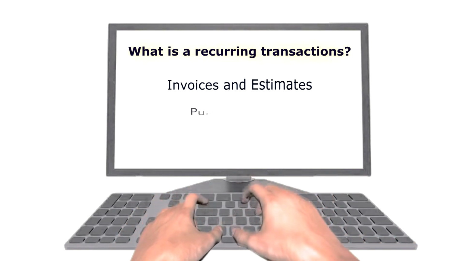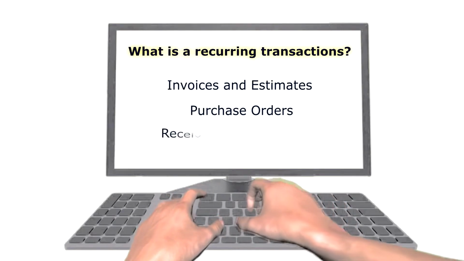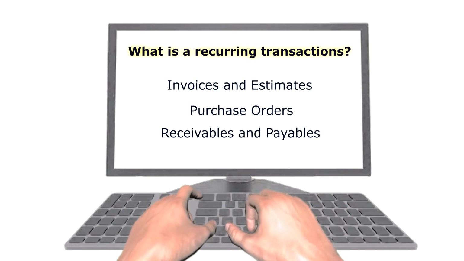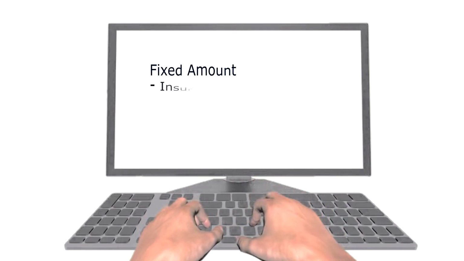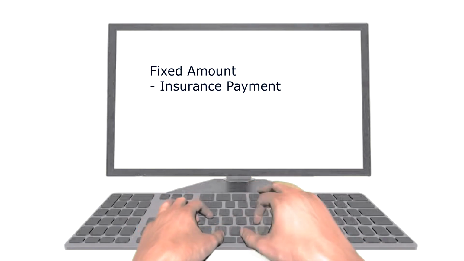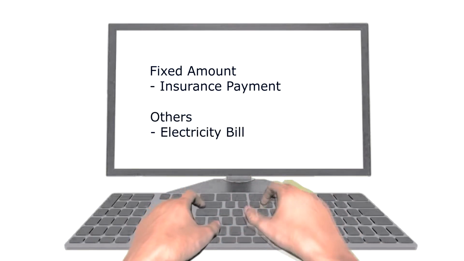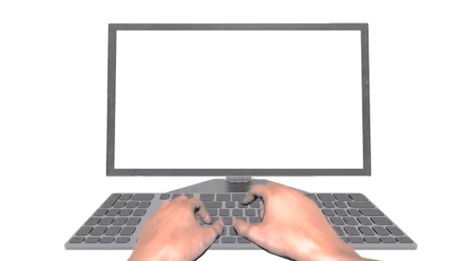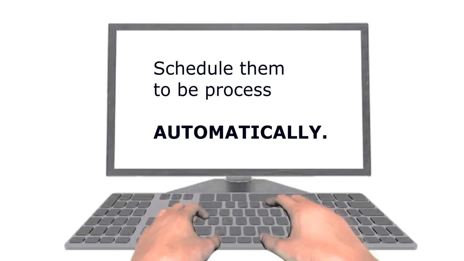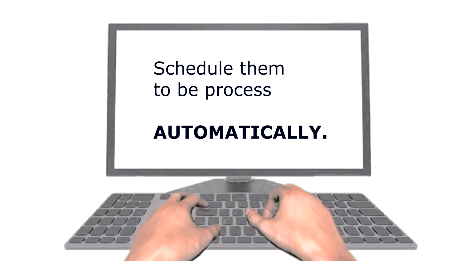Invoices and estimates or purchase orders or other QuickBooks receivables and payables that you have to enter on a regular basis. This can either be for a fixed amount, like an insurance payment, or different amounts, like your electricity bill. If they are the same, you can even schedule them to be processed automatically. Or you can set reminders so you don't forget about the ones that need to be modified every time. So let's start.